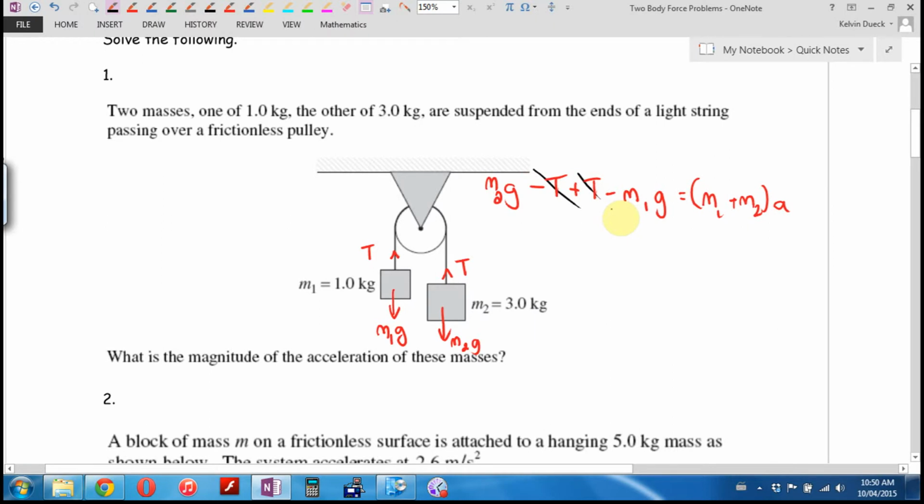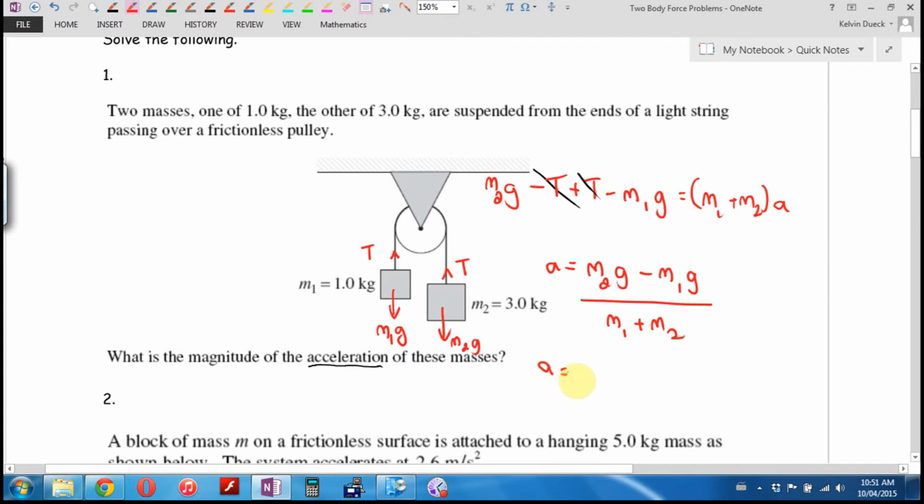What's this question asking me to find? How would I get the A by itself? There it is on the right-hand side. What else is next to it? That bracket. How can I move that bracket over? Divide. So it's going to be, stick in red, A is going to be M2G minus M1G. That just drops down like a domino. All divided by M1 plus M2.